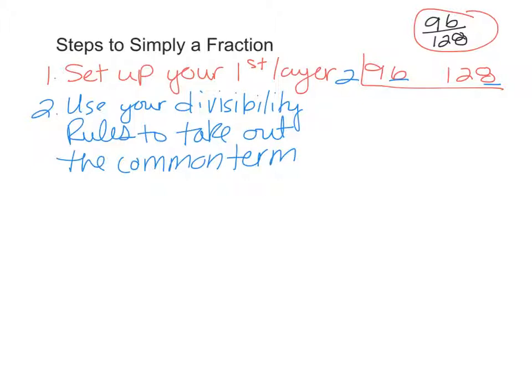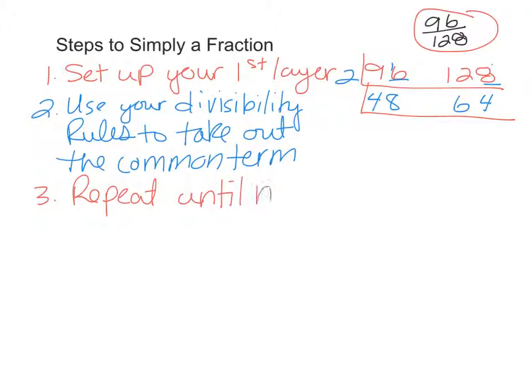So 2 goes into 9 4 times, 1 left over. 2 goes into 16 8 times. 2 goes into 12 6 times. 2 goes into 8 4 times. Again, both even. So we're going to make another layer. So this is step 3: repeat until no common terms remain.